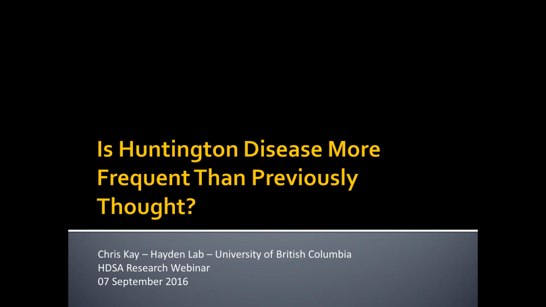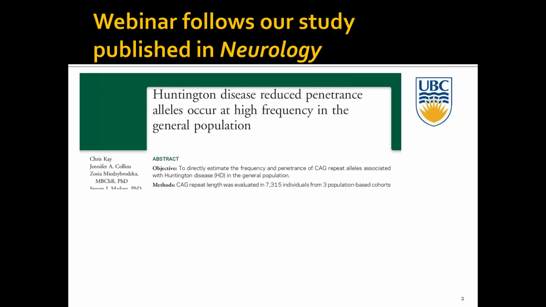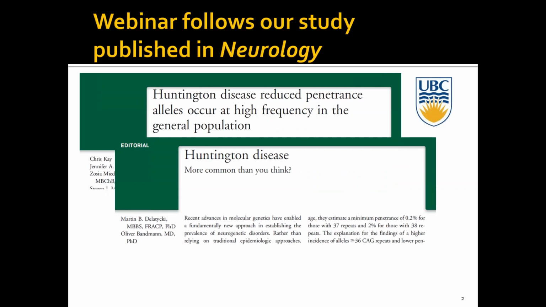As George mentioned, this is based on a paper that we published this summer in the journal Neurology. This was a paper called Huntington Disease Reduced Penetrance Alleles Occur at High Frequency in the Population. And it attracted as well an editorial commentary with this very provocative subtitle, More Common Than You Think. So I'm going to break down a little bit in more careful terms what this means and what the implications are, because certainly that would be a pretty novel and groundbreaking finding.